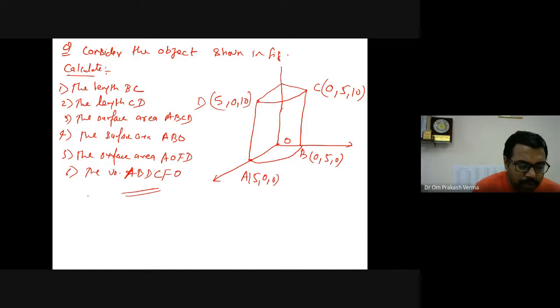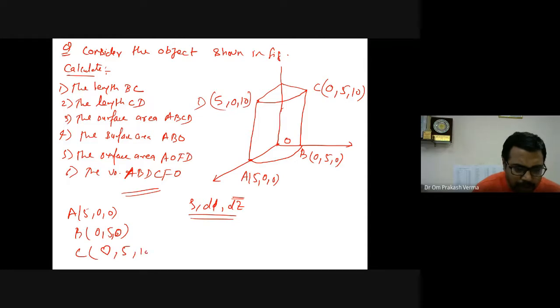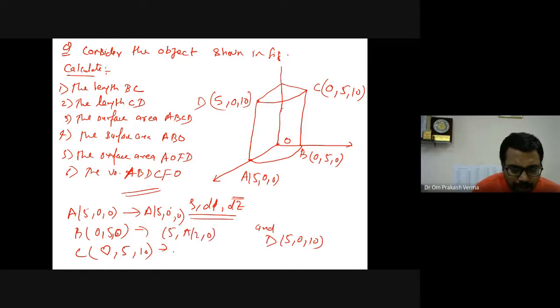For this purpose, you have to convert this coordinate system into rho, phi, z. With the help of these parameters, you can convert your system into the cylindrical coordinate system. So A is given as 5, 0, 0, B is 0, 5, 0, C is 0, 5, 10, and D is 5, 0, 10. Now you have to convert. In rho, phi, z, A is 5, 0 degree, 0; B is 5, pi by 2, 0; C is 5, pi by 2, 10; and D you can write as 5, 0 degree, 10.